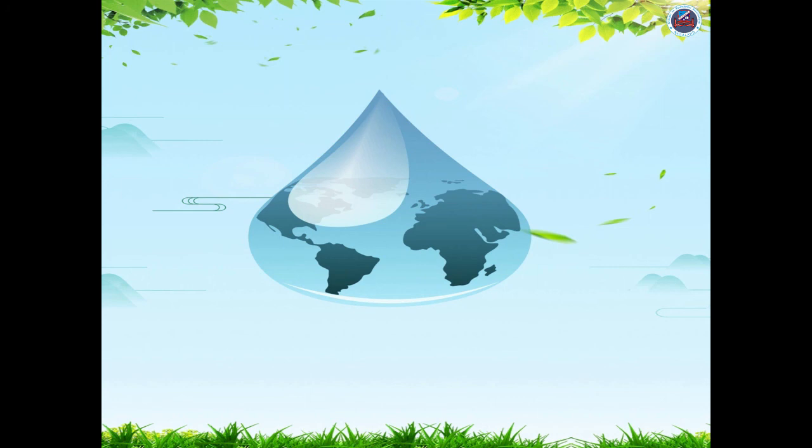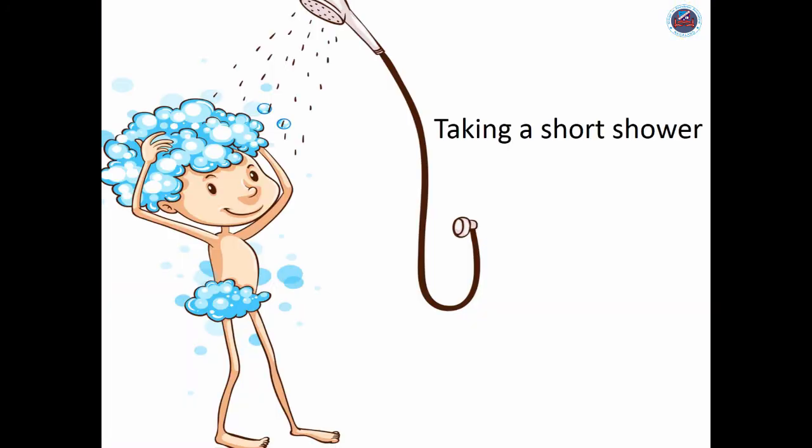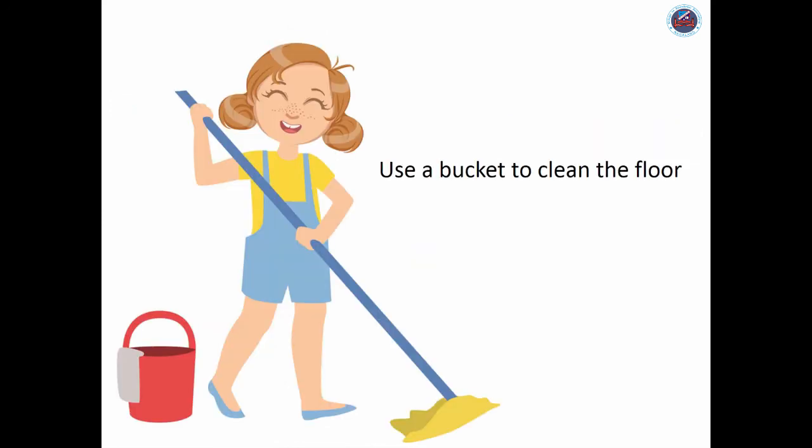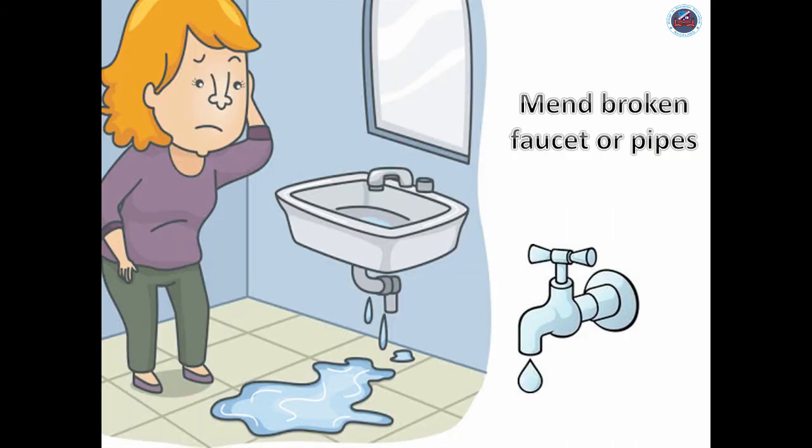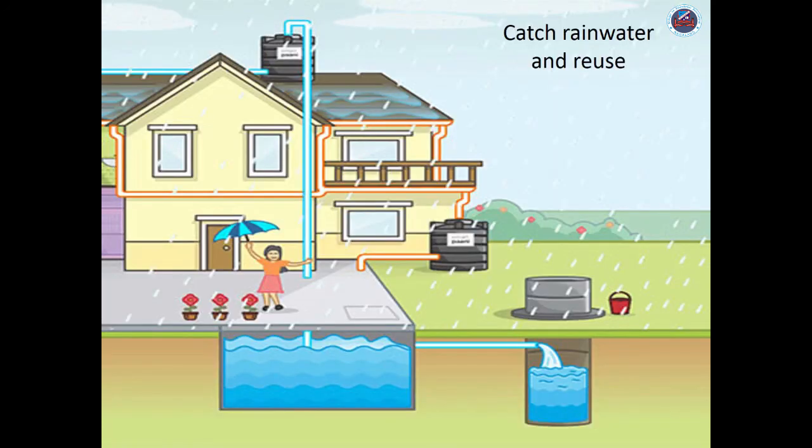We can also follow some rules to save water, such as number 1, taking short showers, number 2, using a bucket to clean the floor, number 3, fixing a tap if it is broken, number 4, catching rainwater to reuse it whether it is in school or at home.